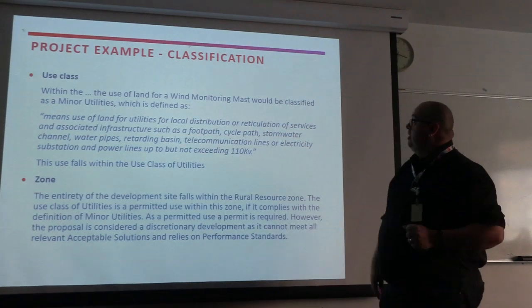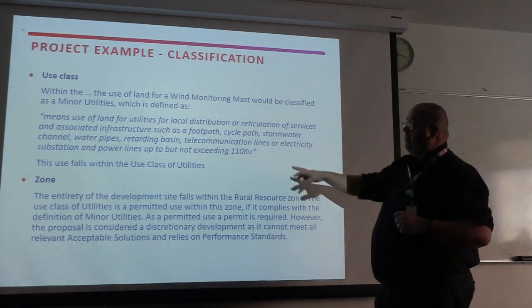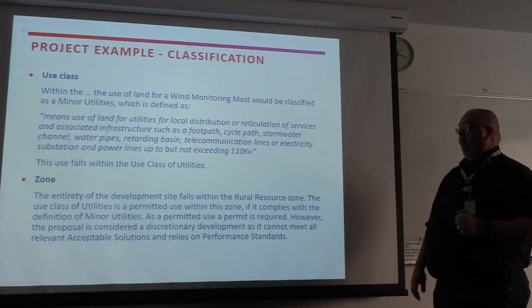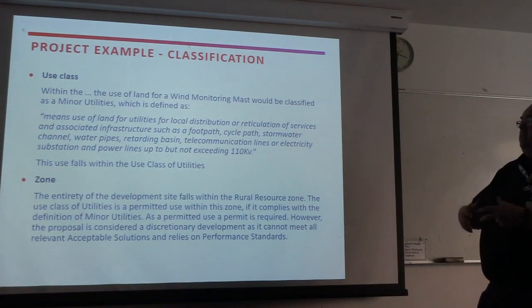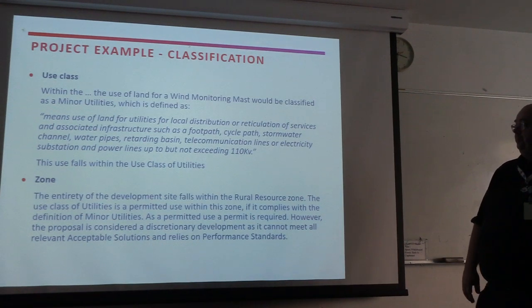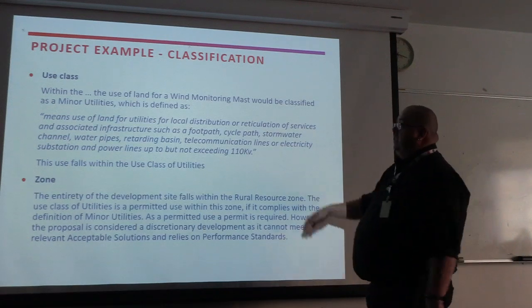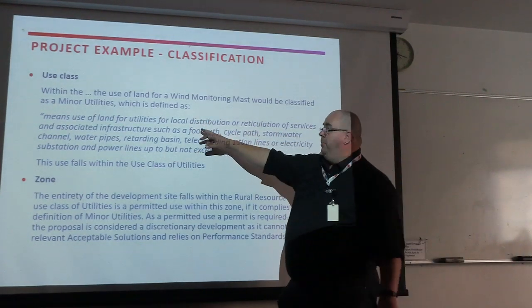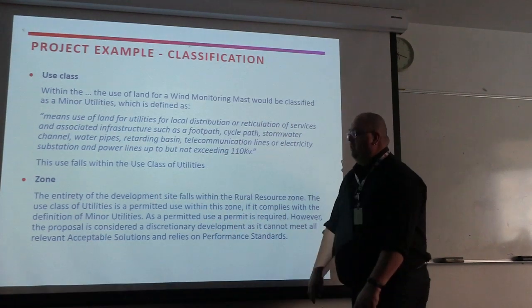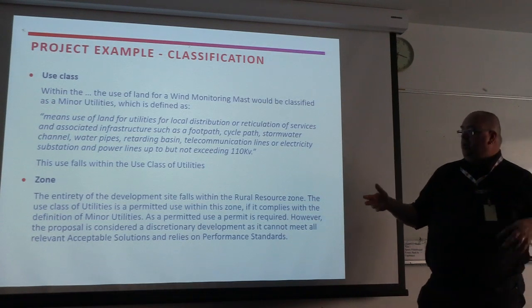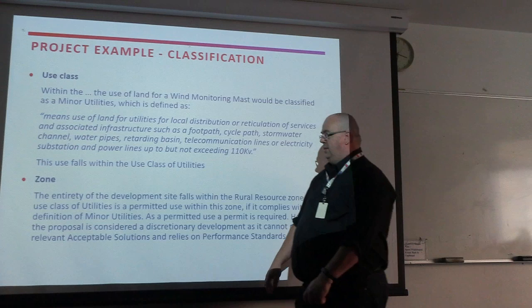So, the definition, this is in Northwest, classified as minor utilities because it's the closest thing we've got about electricity, etc. But it doesn't say wind monitoring mast, does it? But it's the closest fit. Council agreed with me. So that's the definition as a minor utility, but the minor utility falls within the use class of utilities. So the zone and the controls within the zone relate to the utilities use class.